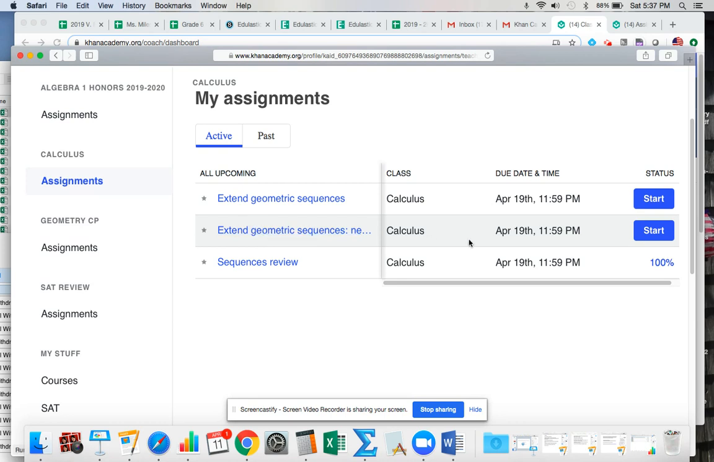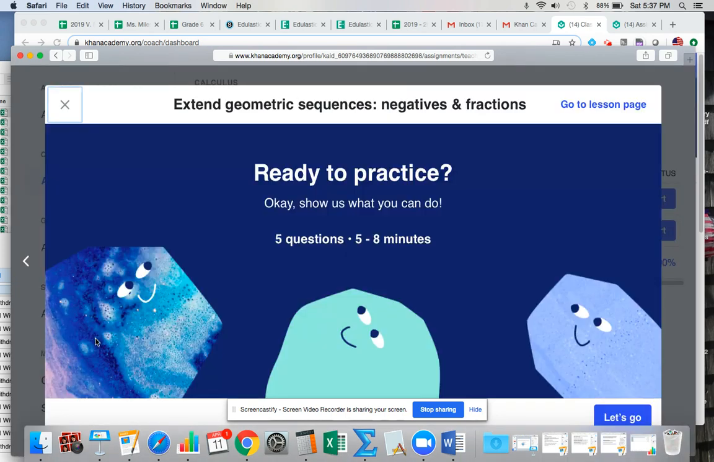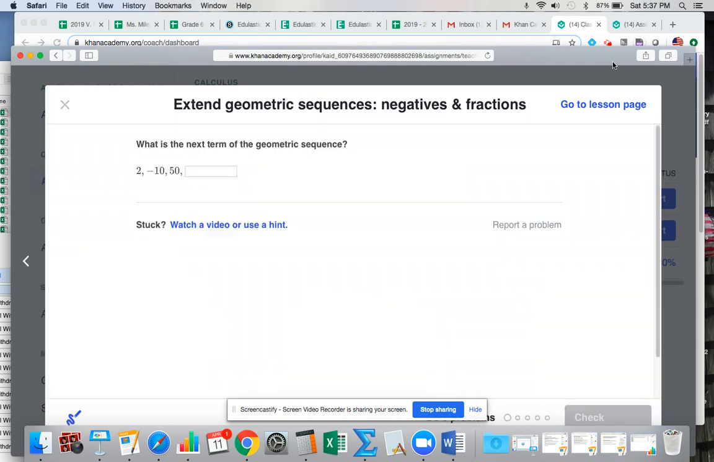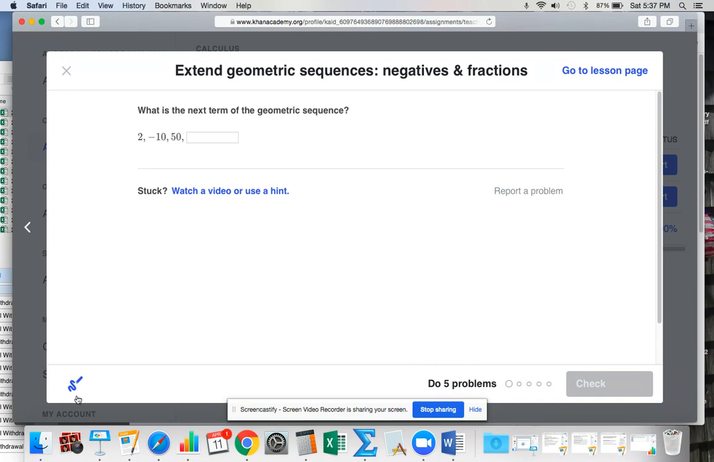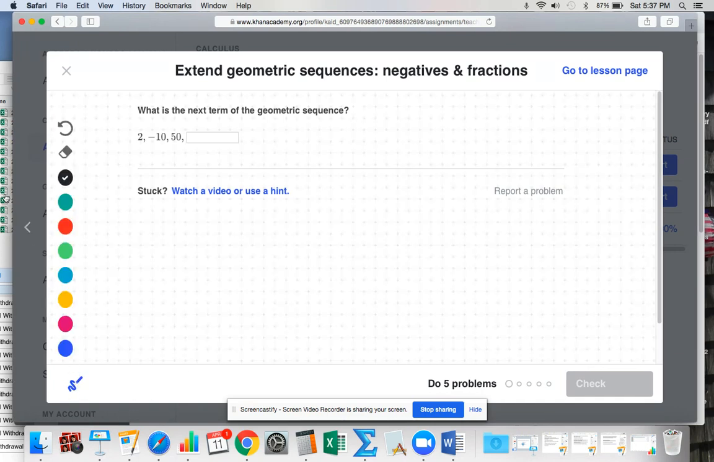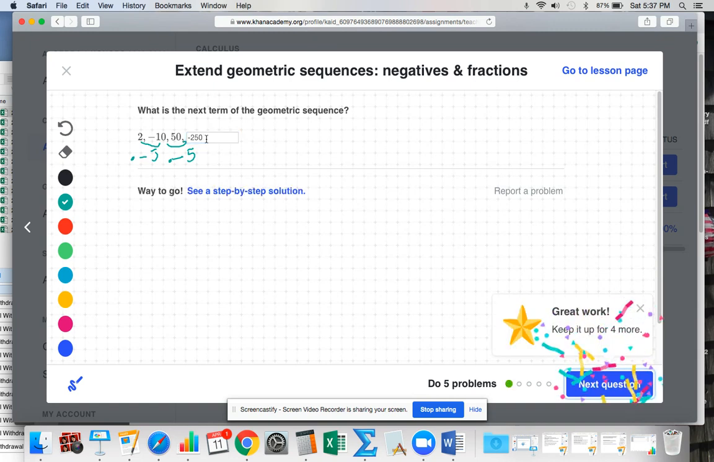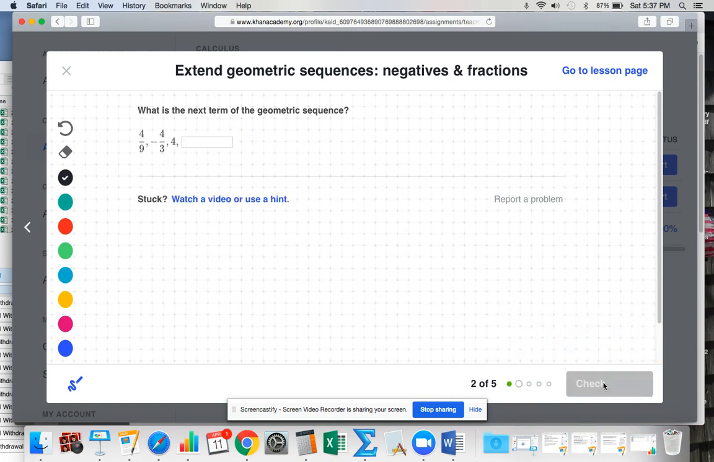So extending geometric sequences. Okay, we'll check this out, and we're going to hit let's go. What is the next term in the geometric sequence? All right, let's see what we've got going. I'm multiplying by -5, right? And then I'm multiplying by -5. So I'm going to take this number and multiply it by -5, and you get -250. Does that make sense? That's why I said this is like Algebra 1, so it's going to get harder, of course. But right now, it's just getting you thinking about these sequences and patterns.